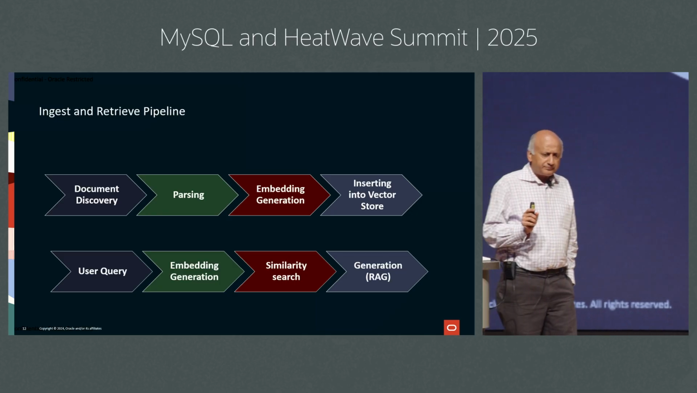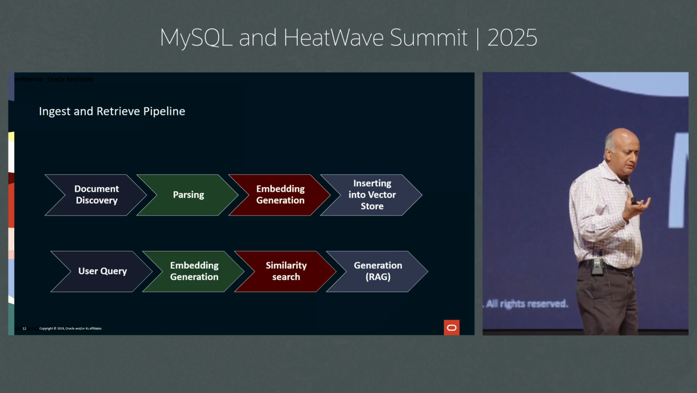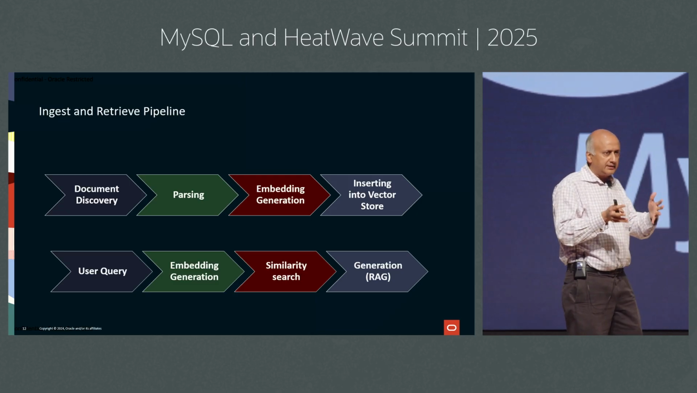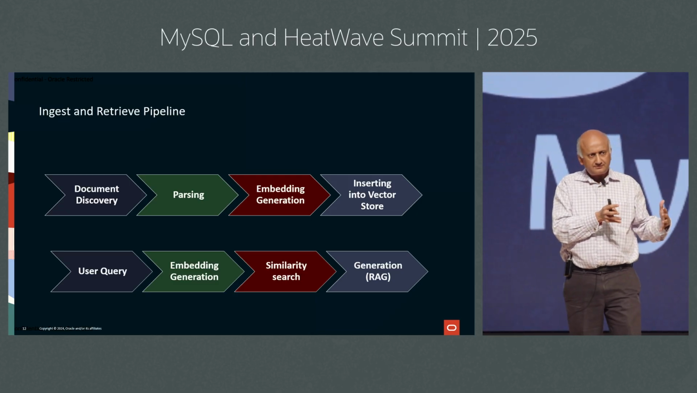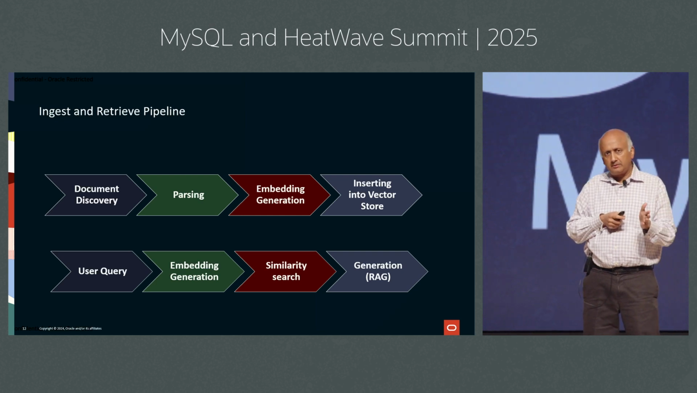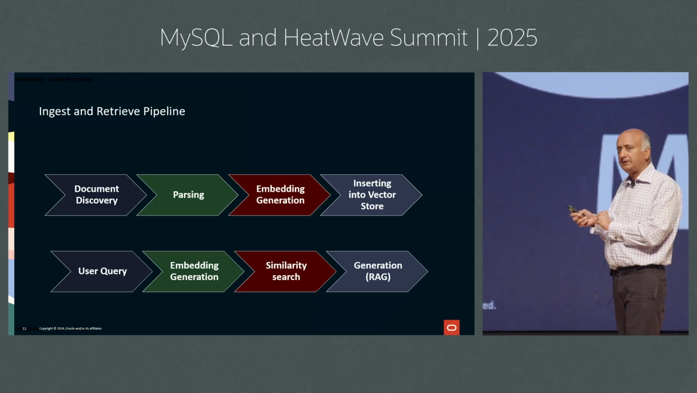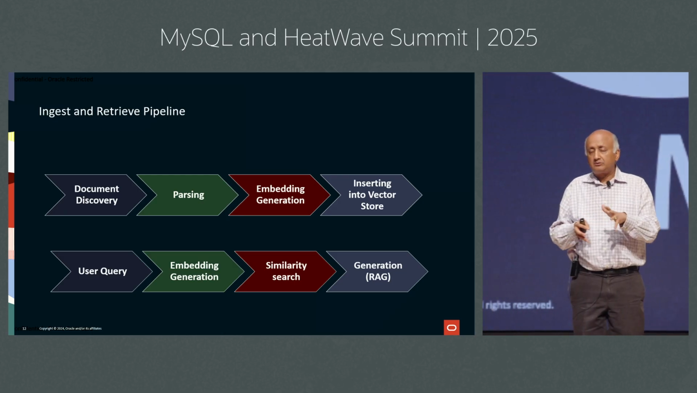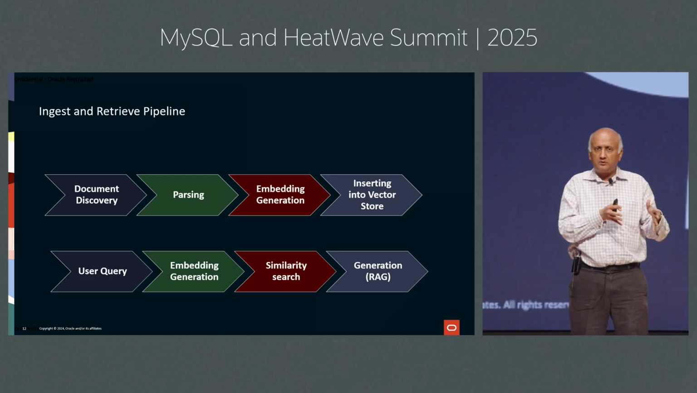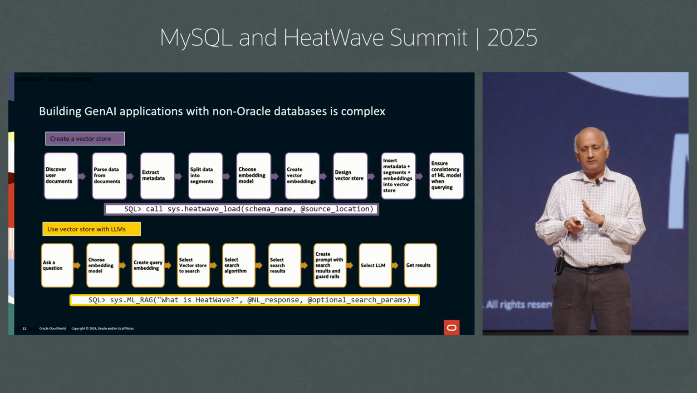Okay, so there are multiple steps. When you have documents or unstructured data, the first thing you have to do is to create a vector. And there are multiple steps involved. You have to parse the document, you have to generate the embeddings, and then you have to insert the embeddings. I've made it simple. Actually, there are more steps. You have to parse, you have to do segmentation and such. All of this is automated in HeatWave.